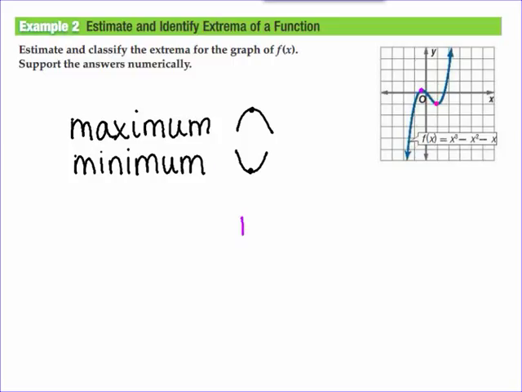So now what we need to do is actually specify what x values those occur at. My first one is a max. The x value that occurs at is about what? Yep, about negative 0.5. There you go. That's all you have to do. What about a minimum? Where does it look like the minimum occurs? 1.